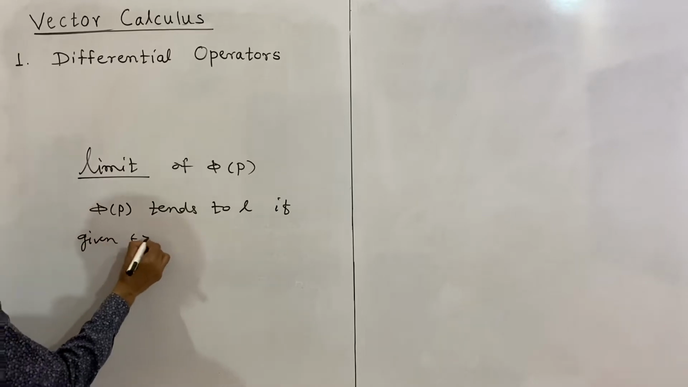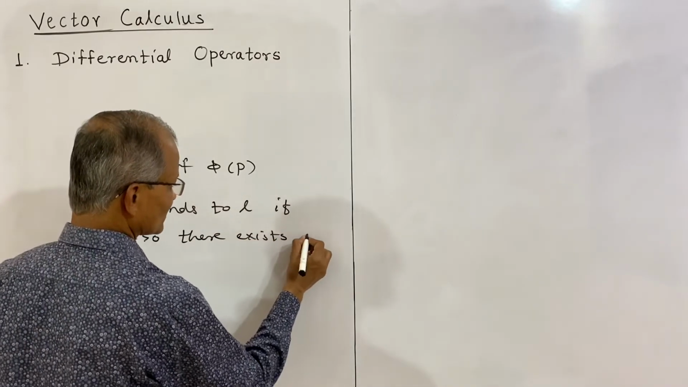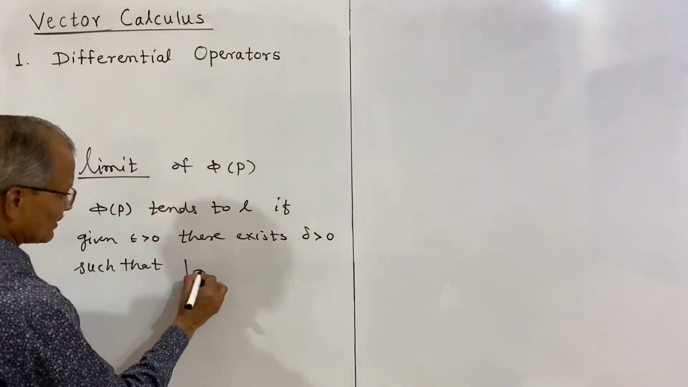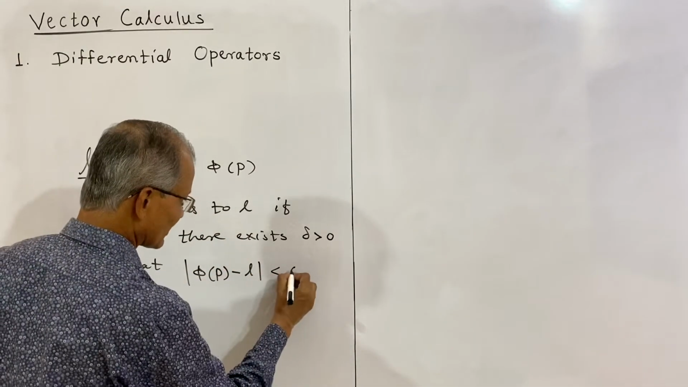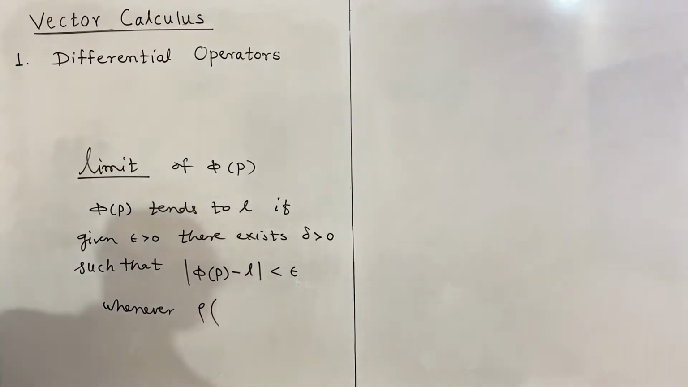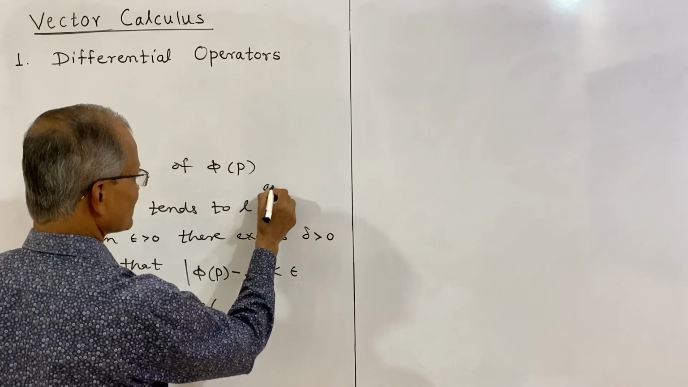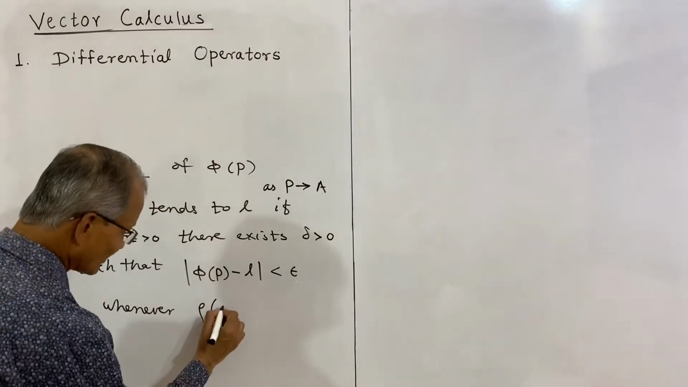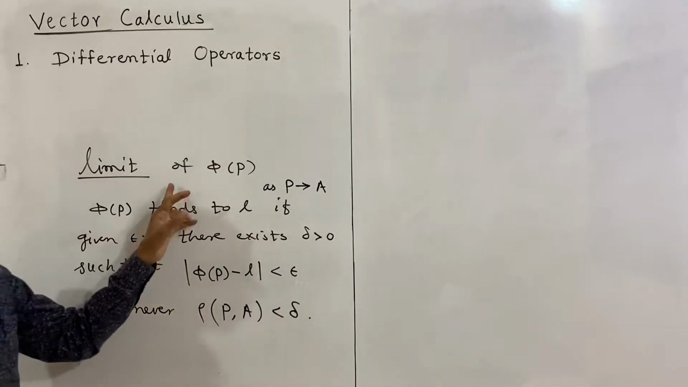given epsilon greater than 0, there exists delta greater than 0, such that the absolute difference between these two quantities phi P and L is less than epsilon whenever the distance between P and A is less than delta. Here phi P tends to L as P tends to A. So this is the usual definition of a limit of a function.